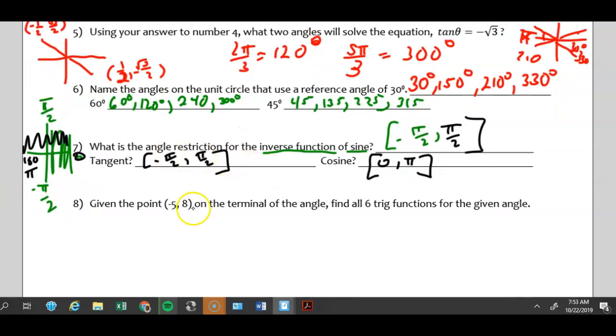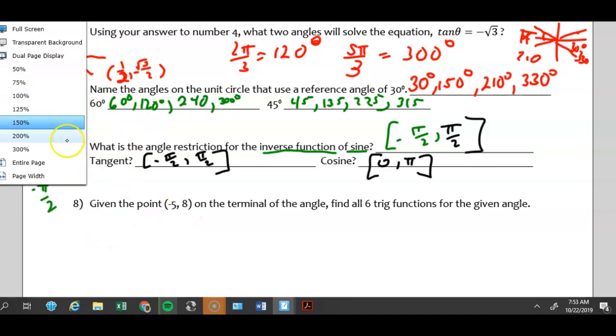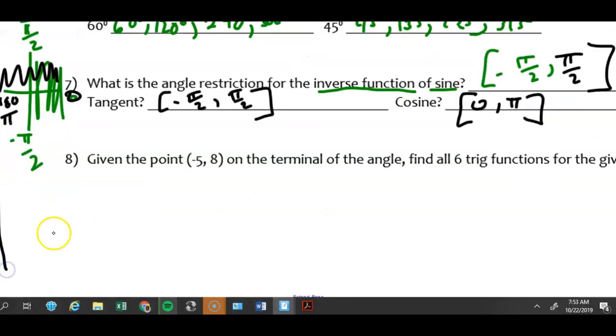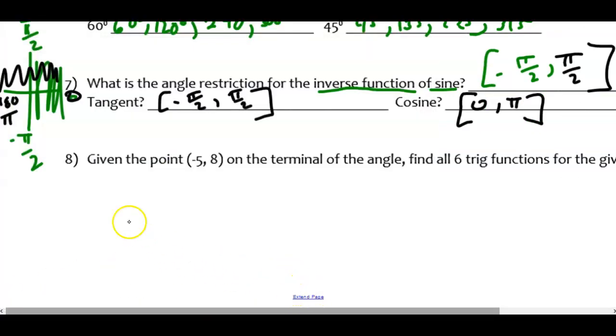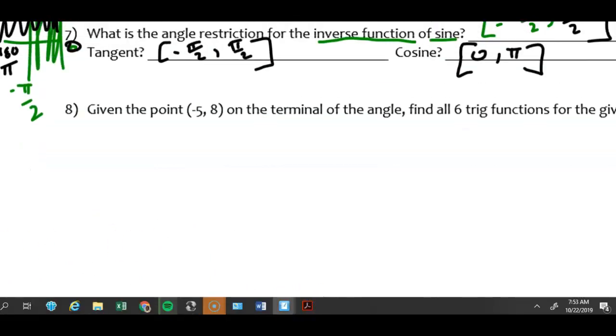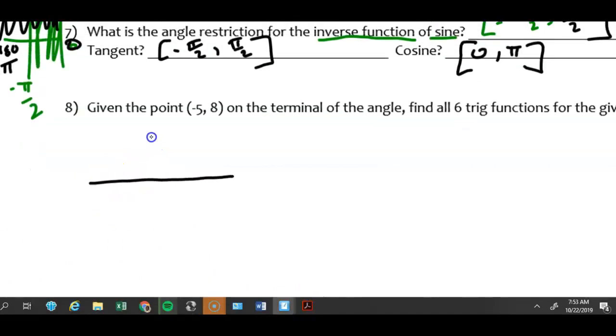Now, given the point negative 5, 8 on the terminal side of the angle, find all 6 trig functions. Cool. So we have this point right here, negative 5, 8. So let's sketch us a graph real quick. I'm going to make this bigger so I can have more space to write. So negative 5, 8, which means that point, negative 5, up 8. So there's our point right there. So there's our triangle right there.